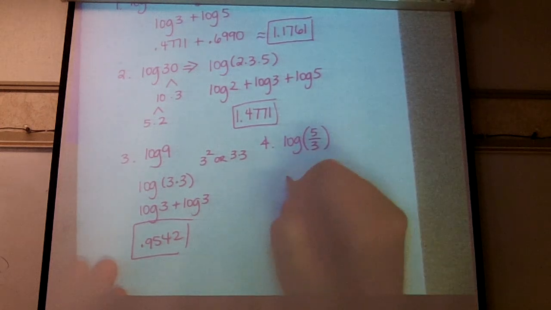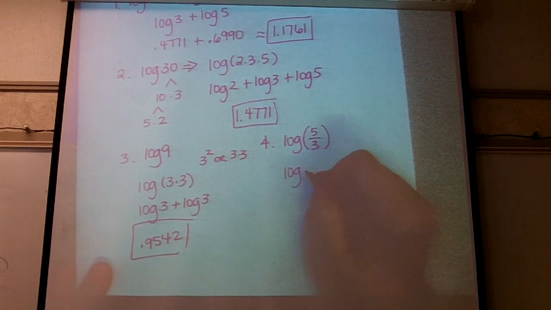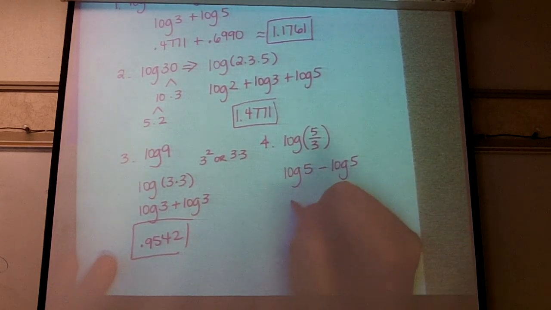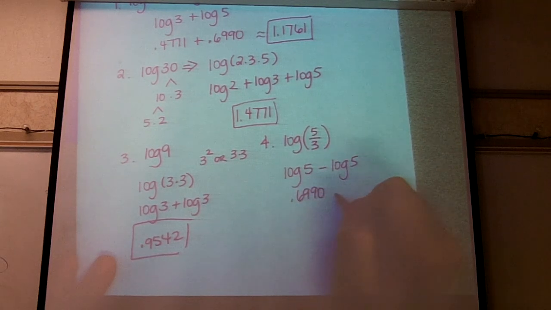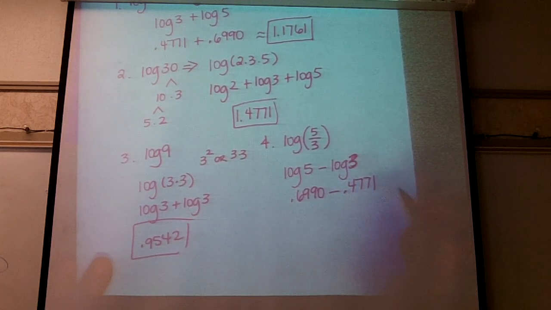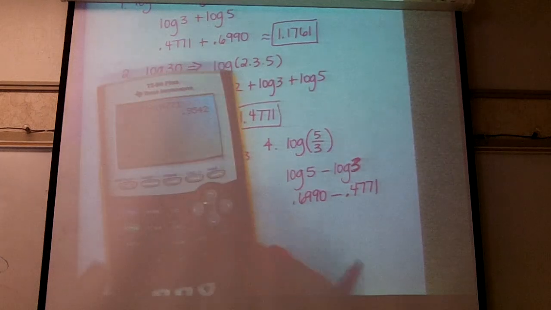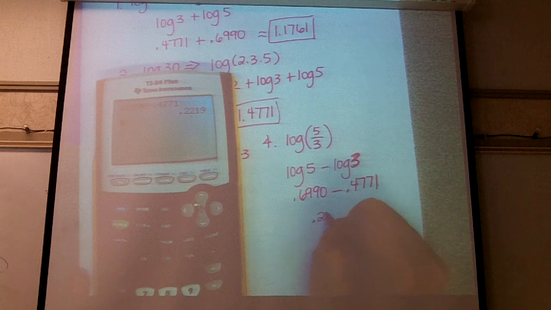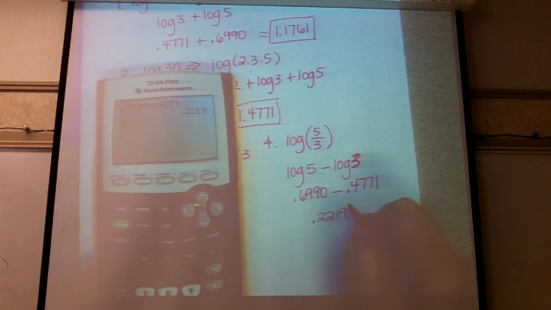And then last but not least, this one, we're going to split it up. Because it's division, you're going to rewrite it as subtraction, right? So it's 0.6990, whoops, I wrote that wrong, minus 0.4771. And this one, you know, subtraction, 5th grade was a long time ago. I'm just going to use my calculator, but we would give you nice numbers if we had this on a no calculator test, so it wouldn't be so brain busting for you.